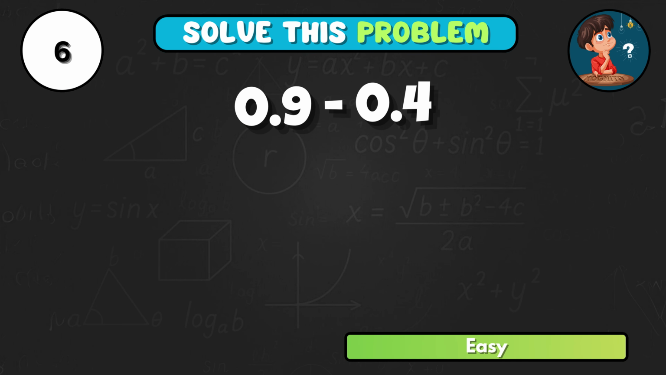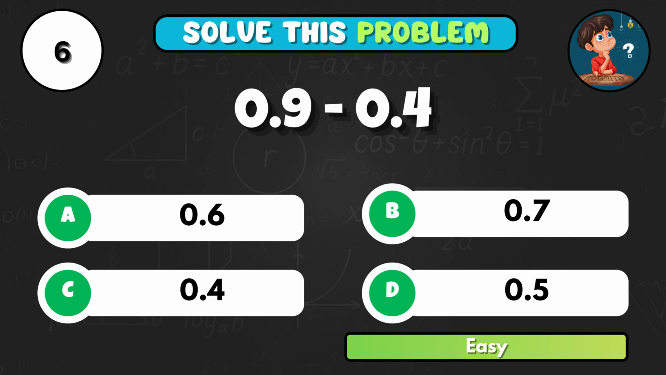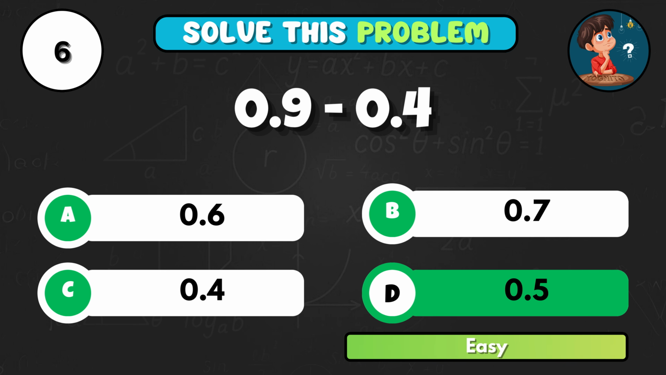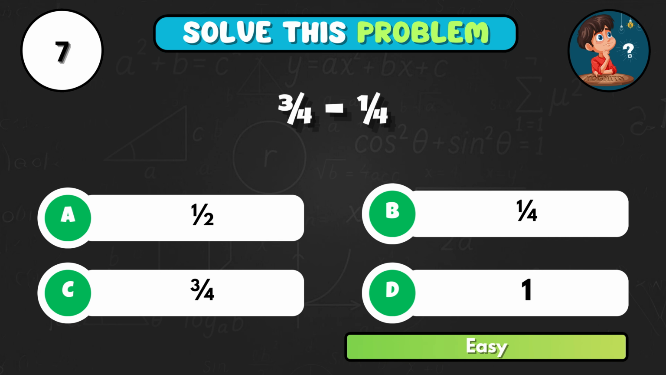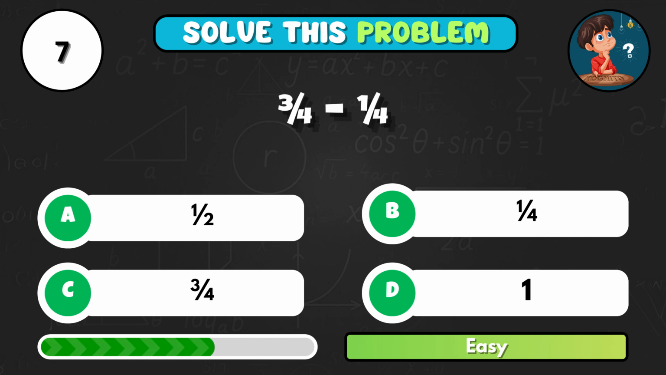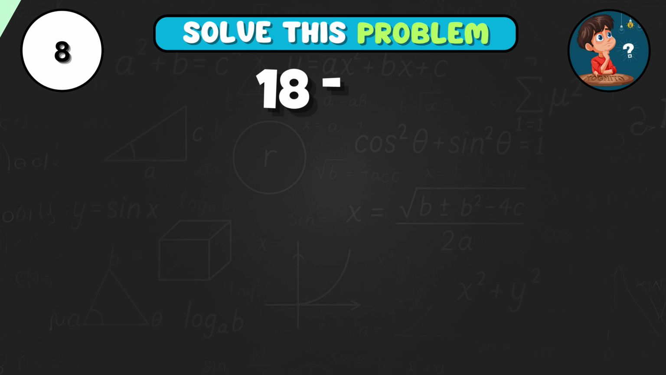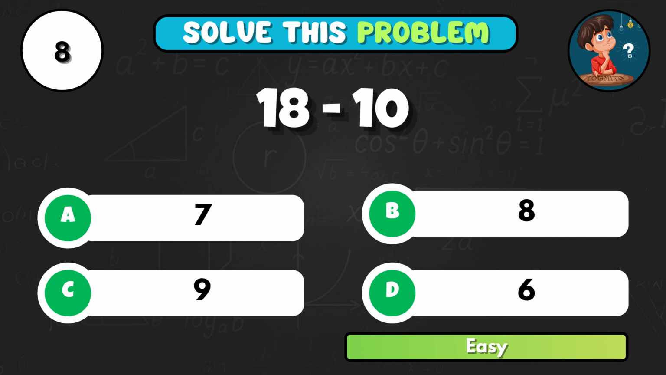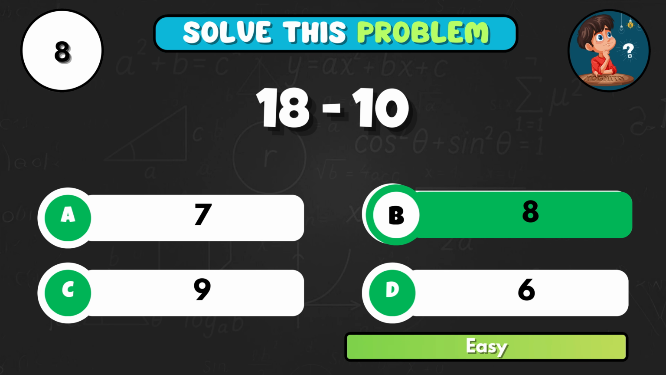What is 0.9 minus 0.4? Option D is correct. You get 0.5. Subtract 1/4 from 3/4. Option A is right. The result is 1/2. What is 18 minus 10? Correct answer is B. That makes 8.